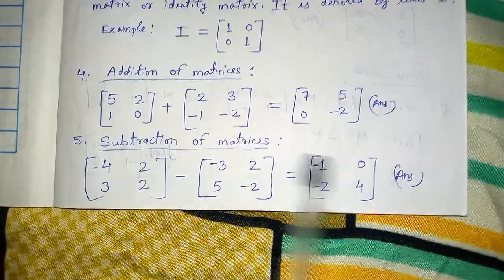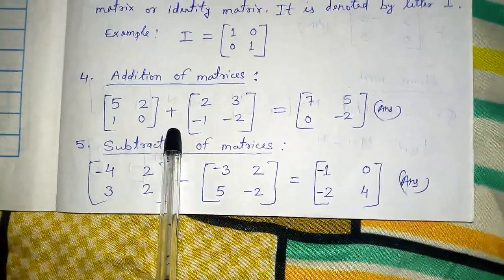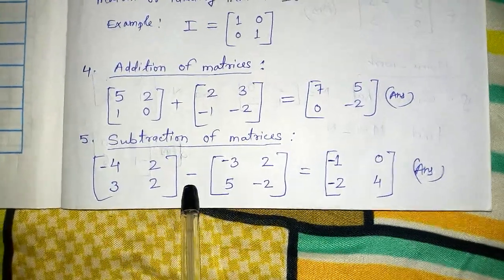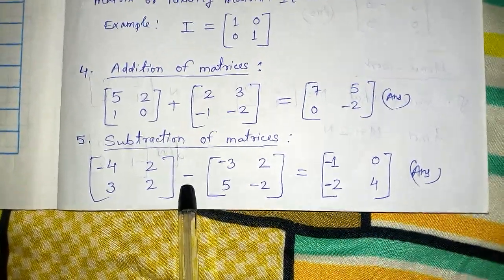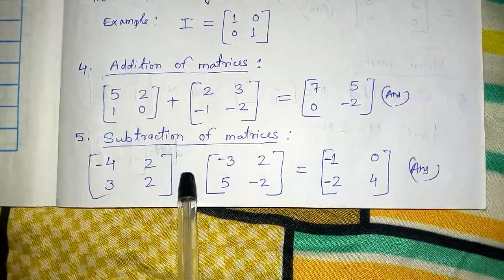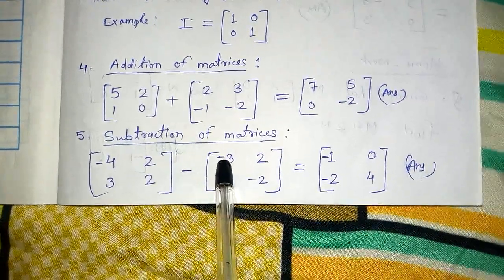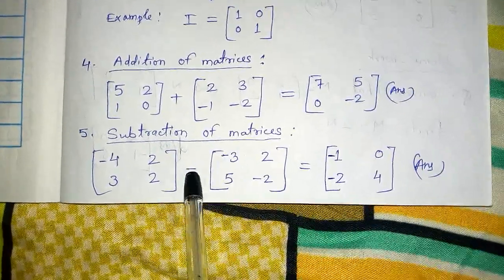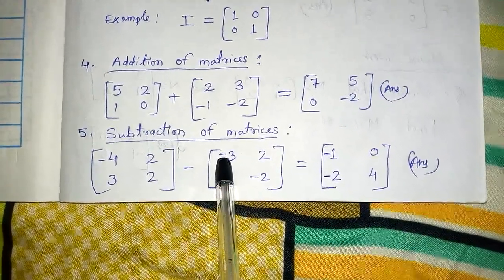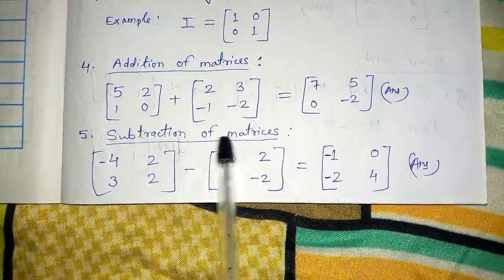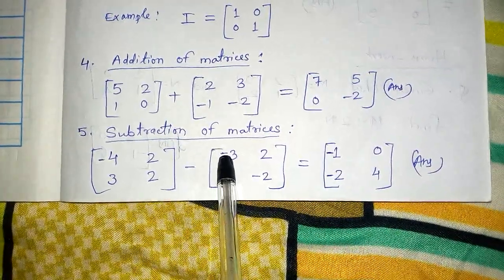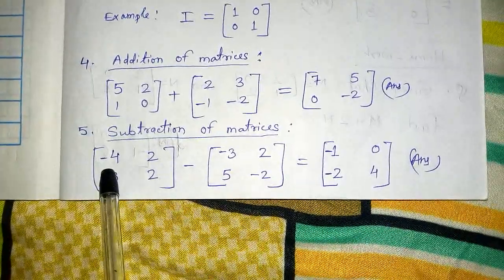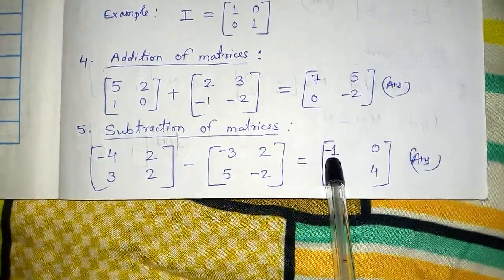How to subtract? Same thing. Like in addition we put plus in the middle, in subtraction we put minus in the middle. Now minus 4, and this is minus, and this is minus 3. This minus and this minus will multiply; minus into minus is plus 3. So finally we have plus 3. How? This minus and this minus got multiplied, so this became plus 3. Now minus 4 plus 3 is minus 1.